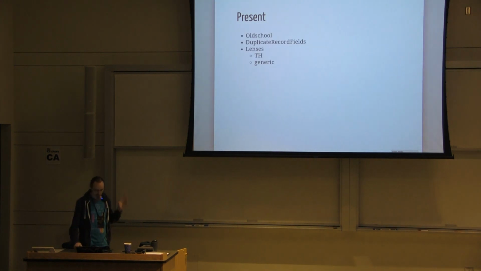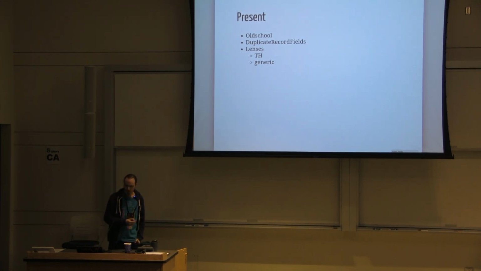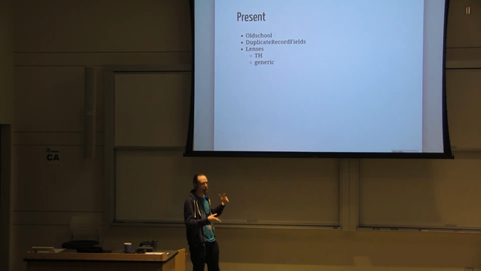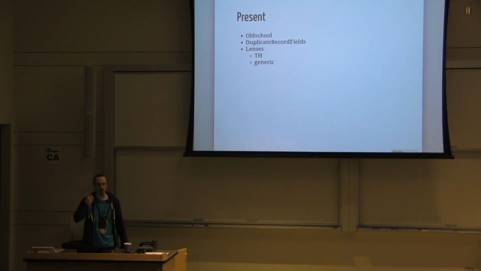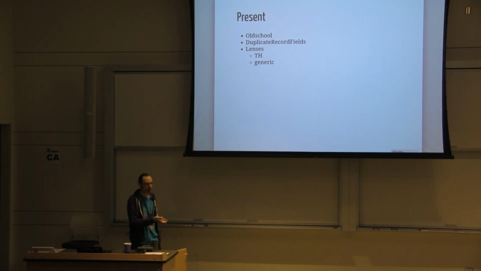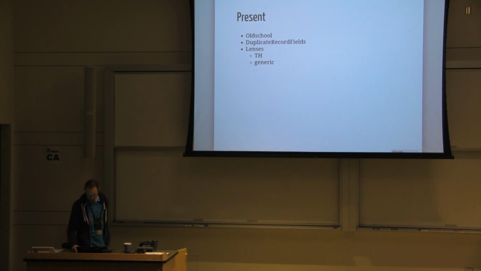So there's different ways you can actually work with records nowadays. There's the old school method, which is basically you just use what you have already. There's duplicate record fields, which is what came out of those proposals, which I explained about the type-directed name resolution. And there is the idea of using lenses for working with records, which can be either generated with Template Haskell or you can go via generic-lens. But if you don't know generic-lens yet, it's awesome.